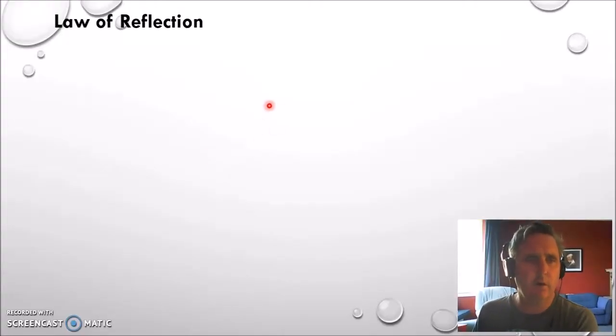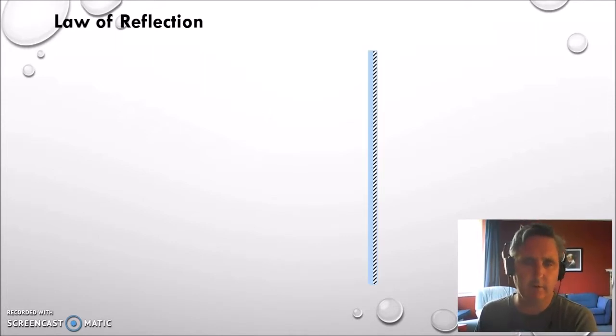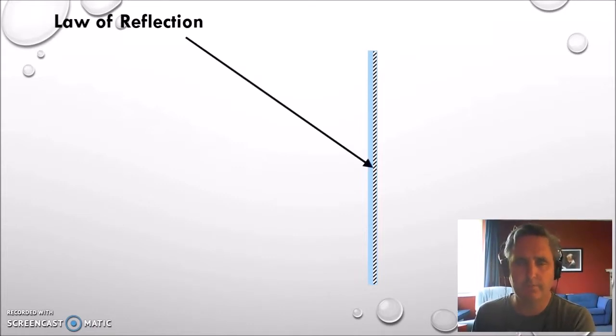Welcome to this video on the law of reflection. What we're going to look at here is what happens to a light ray when it hits a mirror. The first type of mirror we're going to look at is a flat mirror. Remember that a light ray travels at 300,000 kilometers per second, and it travels in a straight line, and we represent it by a line with an arrowhead on the end to show the direction.